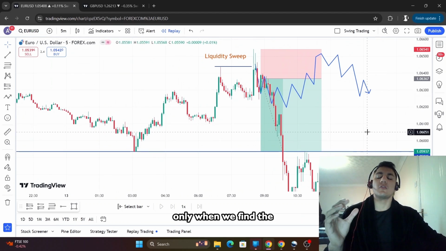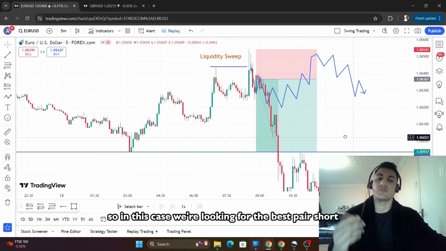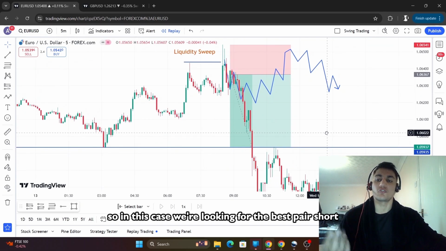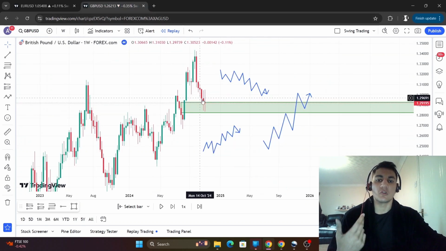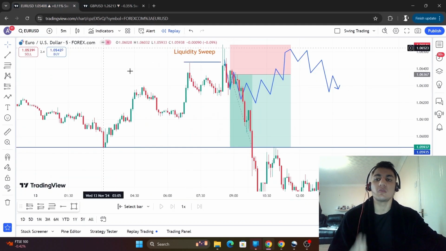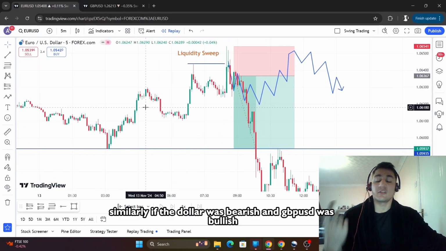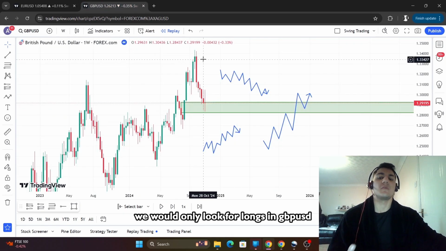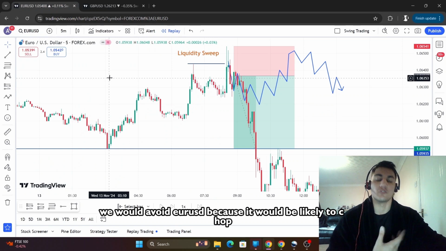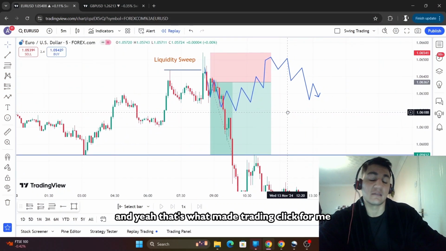And then when we find the pair that's best for our direction, so in this case, the best pair to short, we're only going to look for that pair to short. We're not going to look for GBP USD. We're not going to get on the 5-minute and try anything fancy. We're only going to look for shorts on Euro Dollar. And similarly, if the dollar was bearish and GBP USD was bullish, we would only look for longs on GBP USD. We would avoid Euro because Euro would be likely to short. And yeah, that's what made trading click for me.